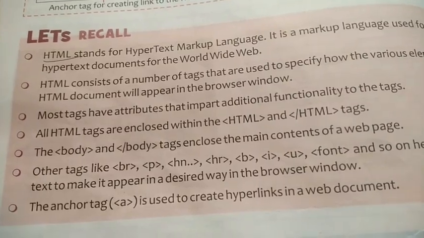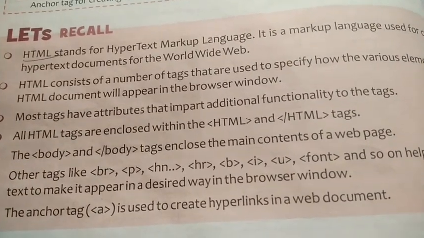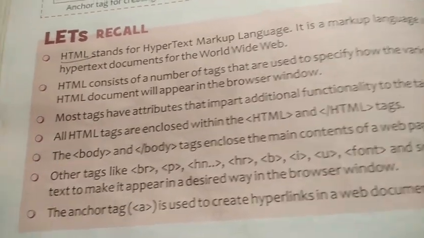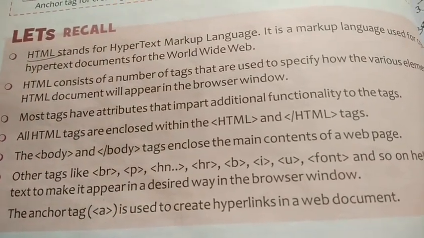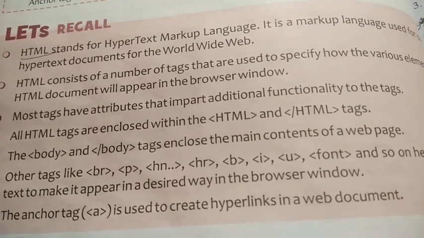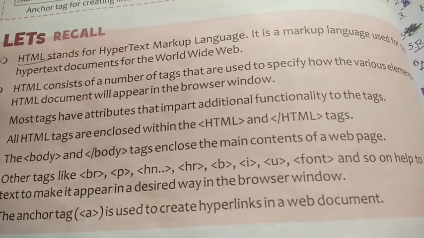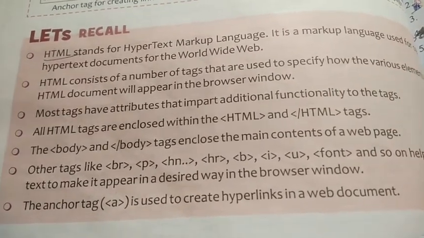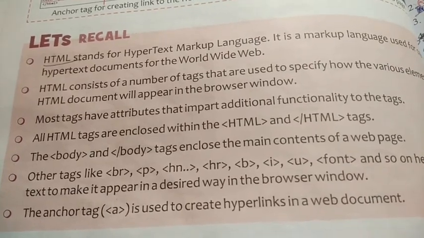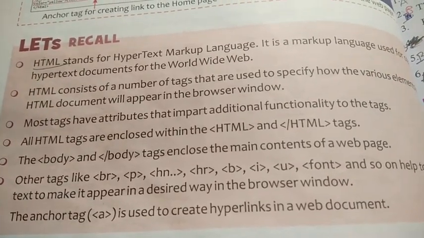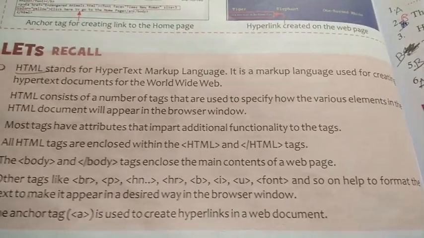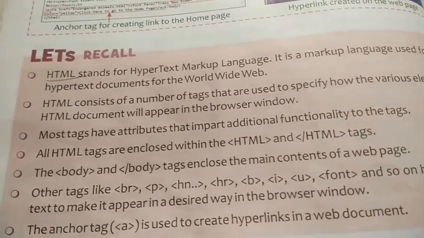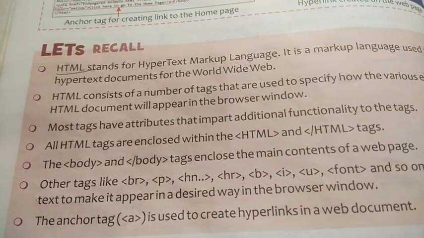Next, most tags have attributes that add additional functionality to the tags. Then all HTML tags are enclosed within the HTML opening and closing tags. The body opening and body closing tags enclose the main contents of a web page. Then other tags like BR, P, H1 to H6, HR, B, I, and font help to format the text to make it appear in a desired way in the browser window.